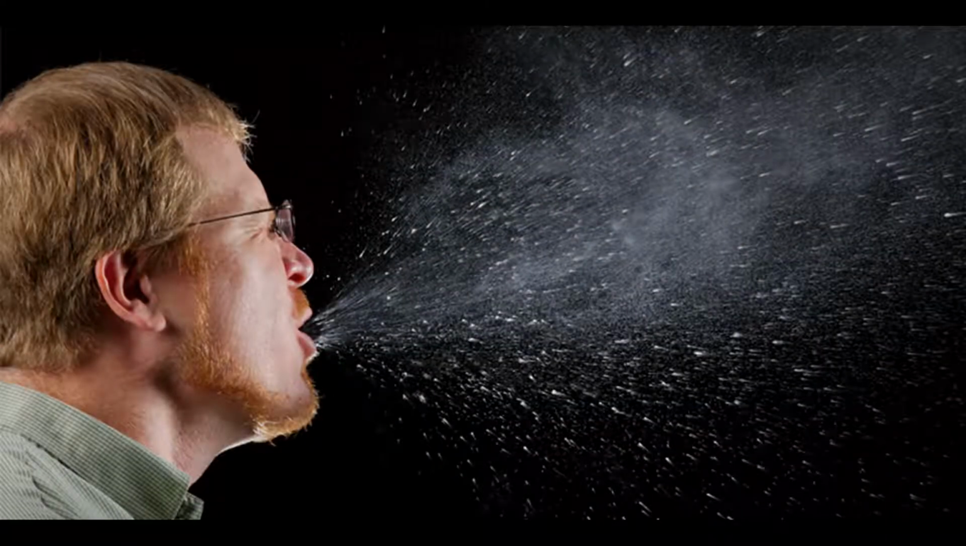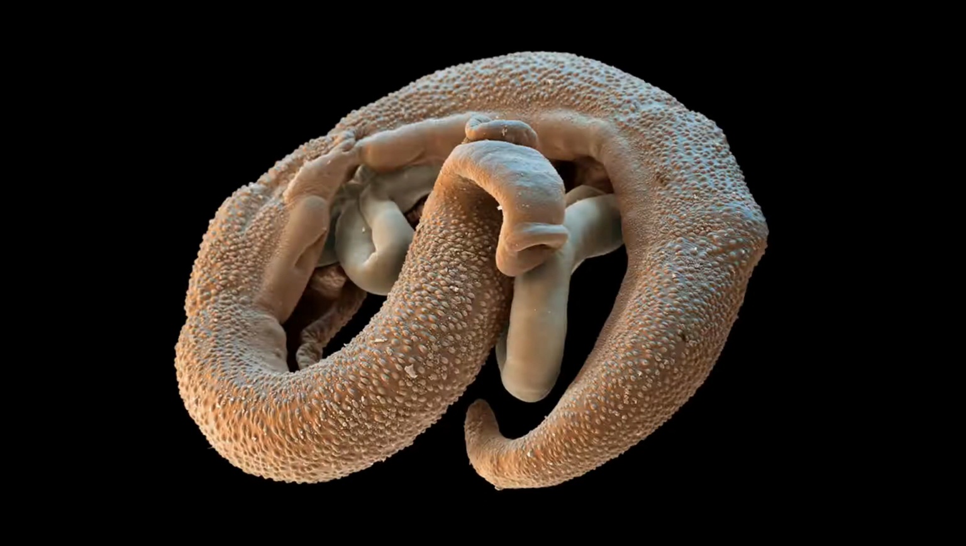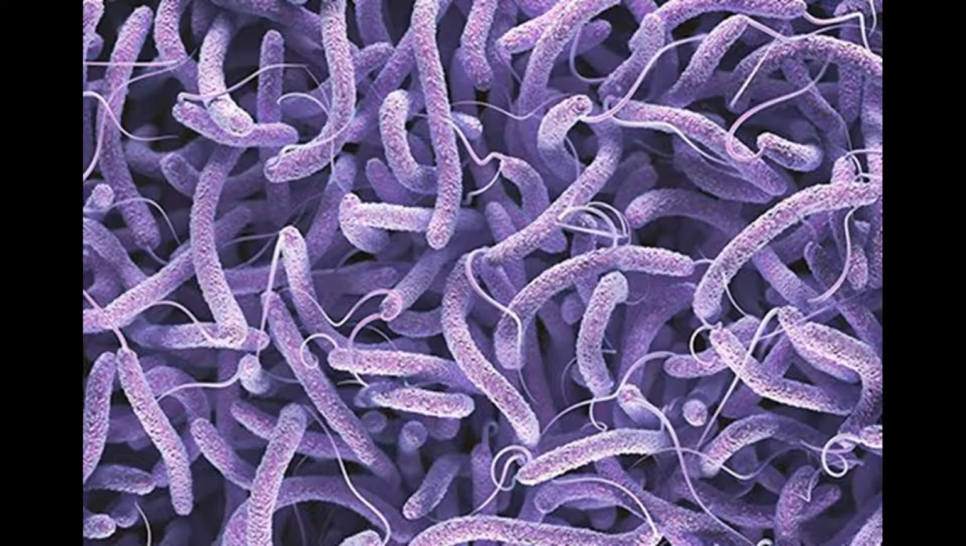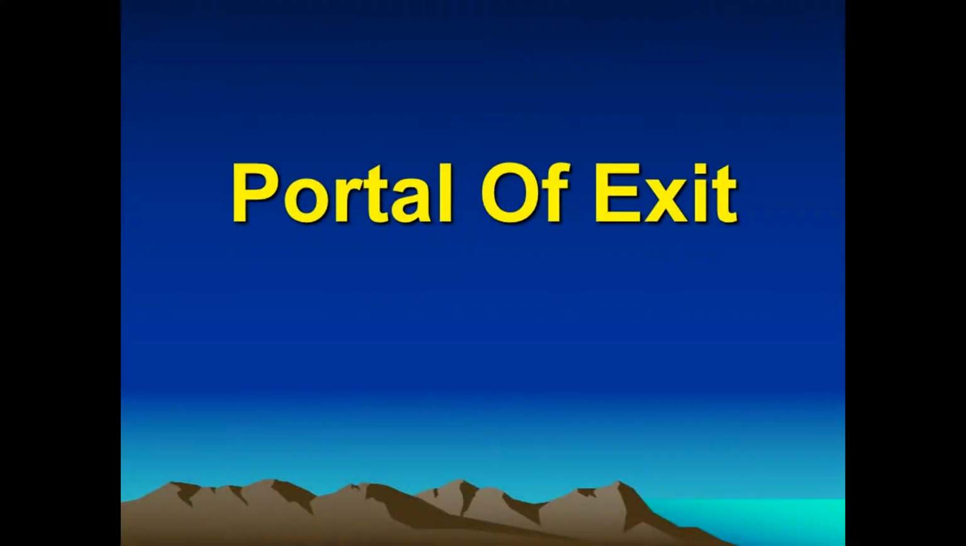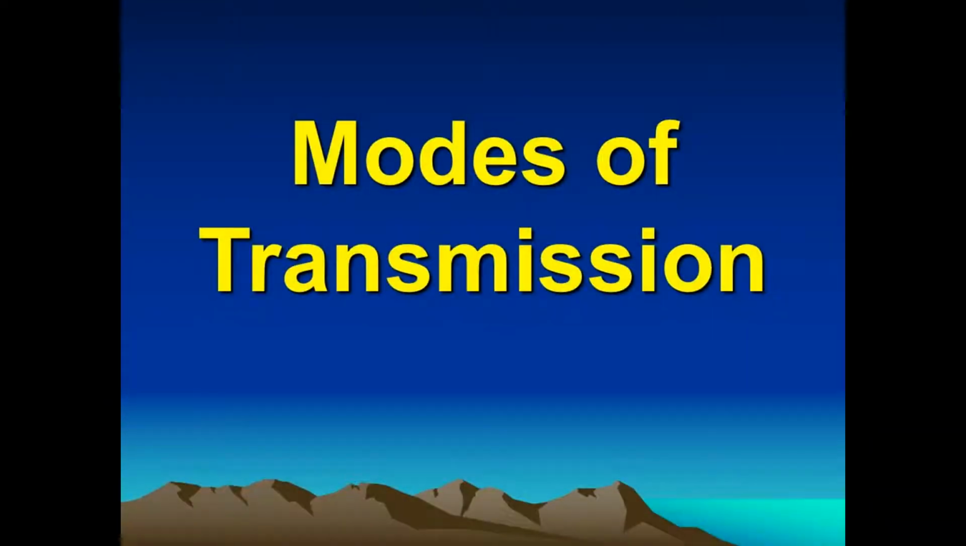Okay? There are parasites like schistosomes. They exit through the urine. Pag umihi tayo, lalabas po yung parasite doon. Or the bacteria cholera vibrios. They exit through the feces. Okay? So, yun tinatawag natin na portal of exit. Yeah, pag nasa labas na yung agent or yung pathogen, they have to be transmitted.